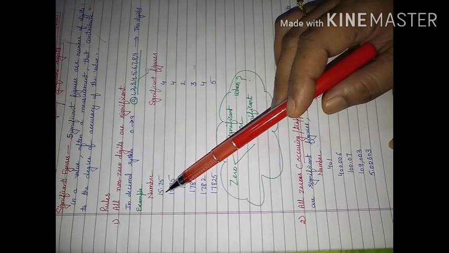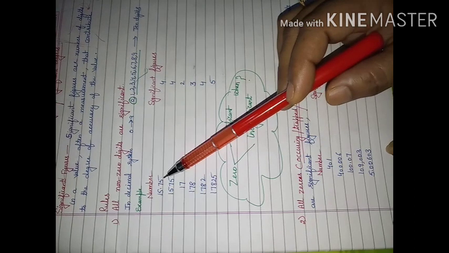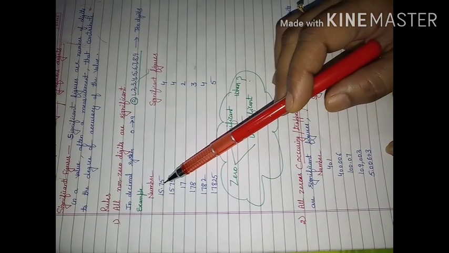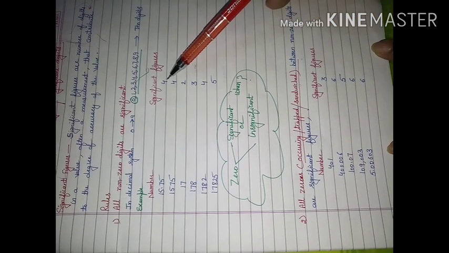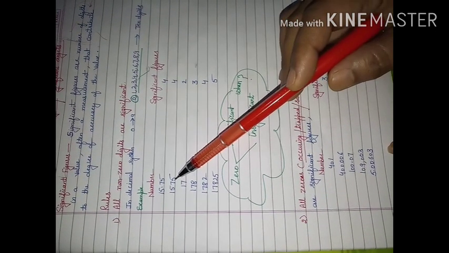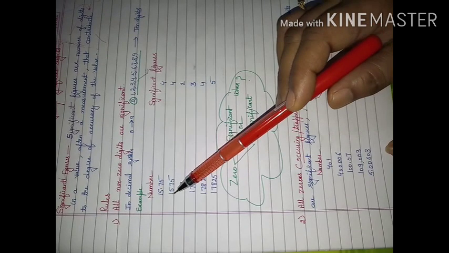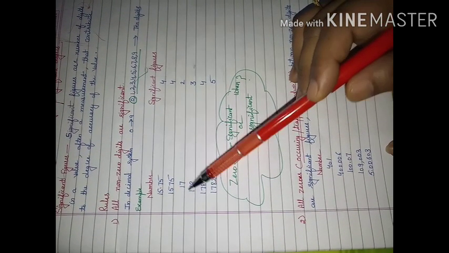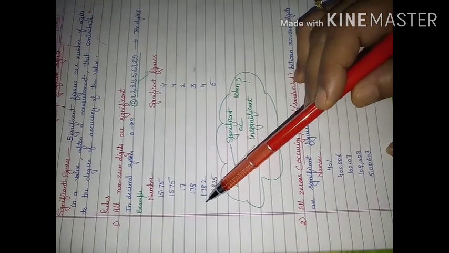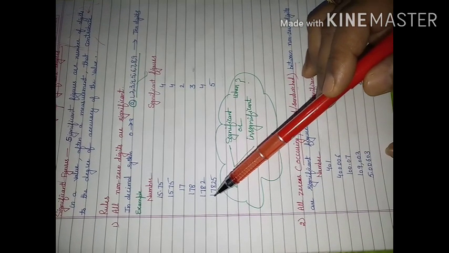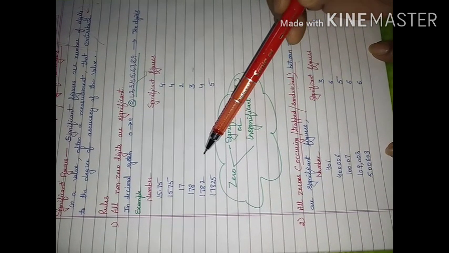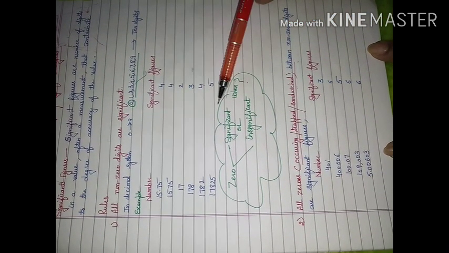This is the first number, 15.75. How many significant figures? You count the number of digits: 1, 2, 3, 4. So the significant figure number will become 4. Here also it will become 4. In this case, 2. In this case, 3. Here 4. Here 5. So wherever you are going to have non-zero digits, they will always become significant for you.